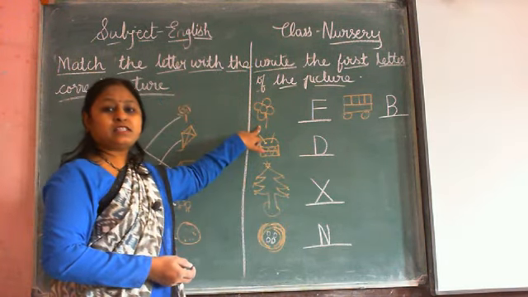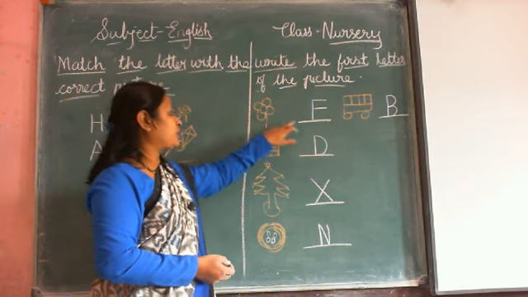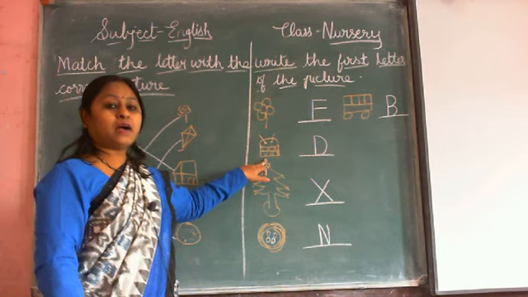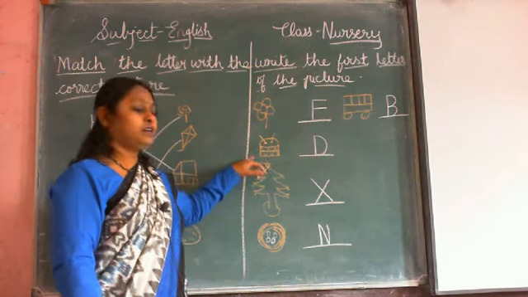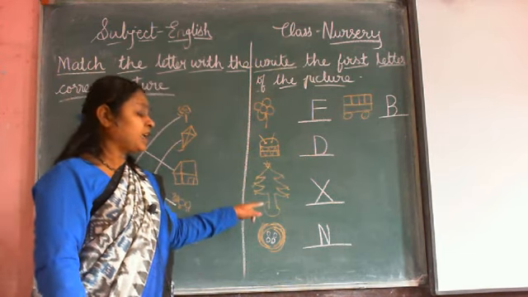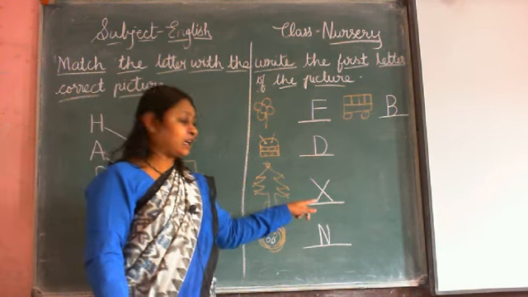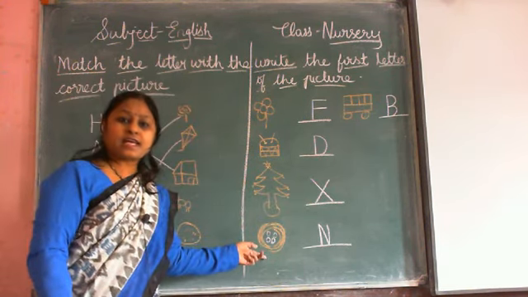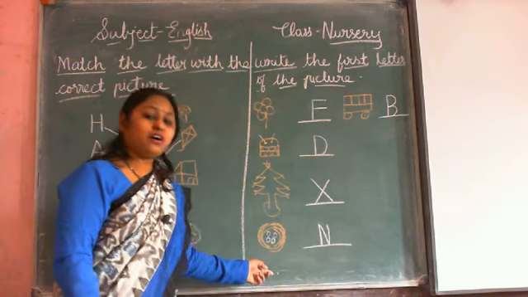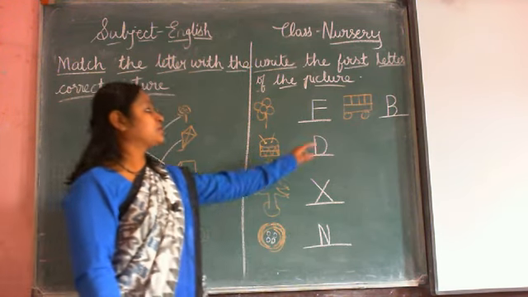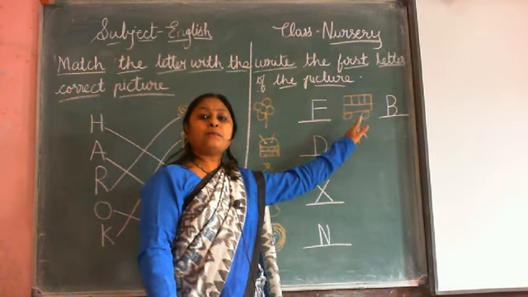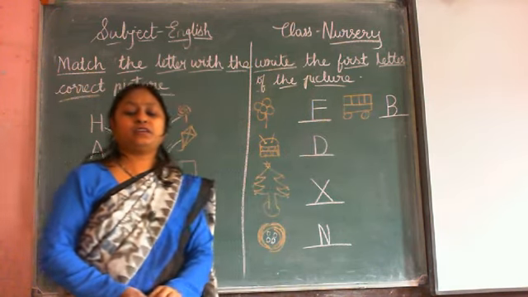Which picture is this? Flower. So, F for flower. Drum. D for drum. Xmas tree. X for Xmas tree. Nest. N for nest. Bus. B for bus. Very good.